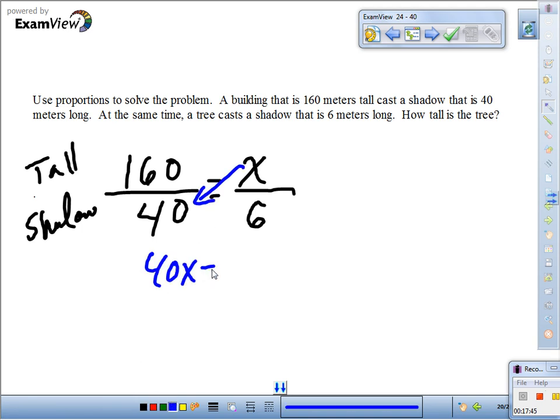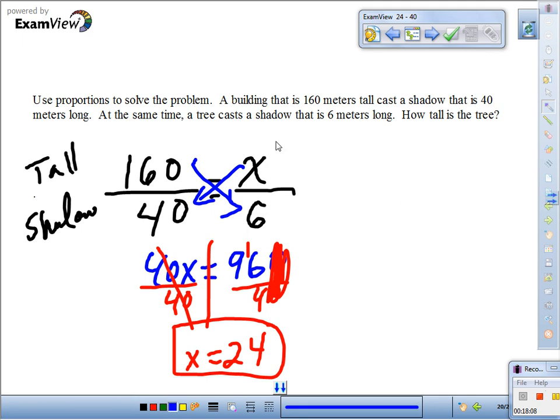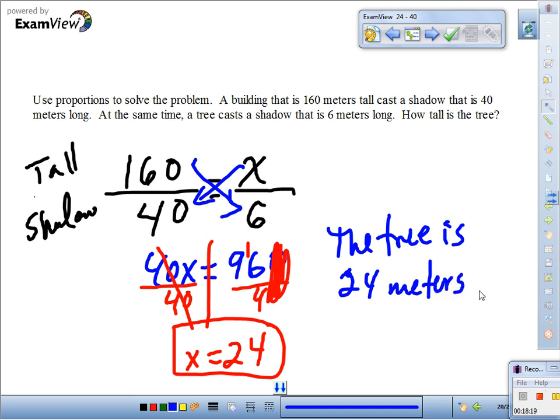This is 40x equals 960. We good? Let's solve. Divide by 40. Divide by 40. X equals. Let's get rid of some zeros. What is 96 divided by 4? 4 fits into 9 2 times. 1 left over. 4 into 16 4 times. Am I done? No, we need to answer the question. How tall is the tree? The tree is 24 meters tall.